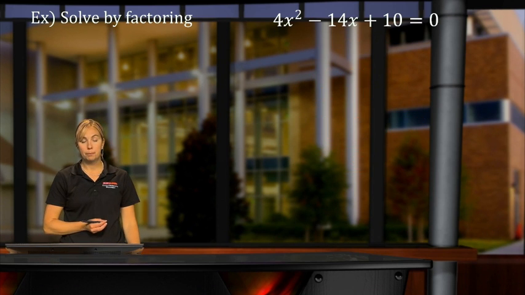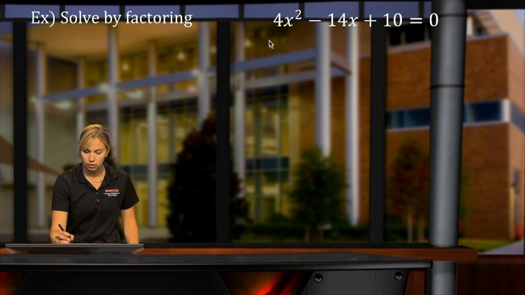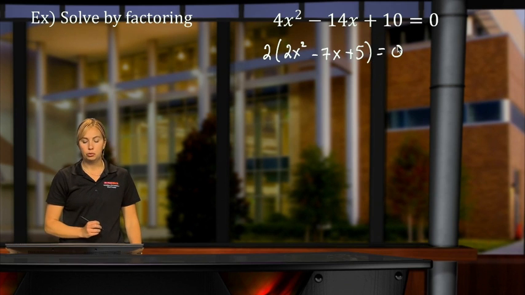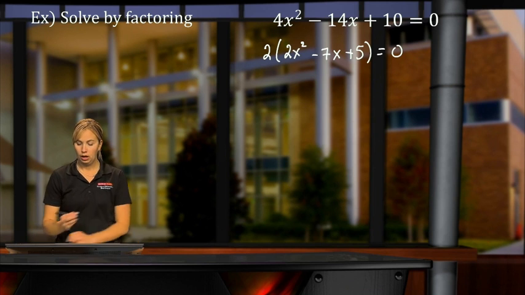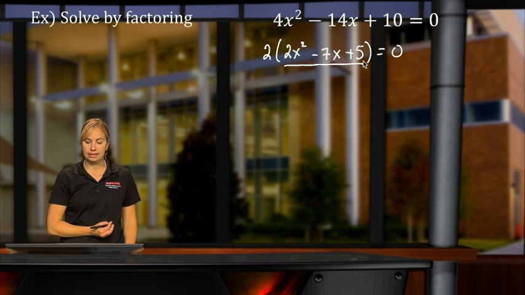For 2x squared minus 14x plus 10 equals 0. The first thing we recognize is that there is a GCF in all of our terms. The GCF is 2. So we start by factoring that out. 2 times the quantity x squared minus 7x plus 5 equals 0. Next, we factor the quadratic that's inside the parentheses.